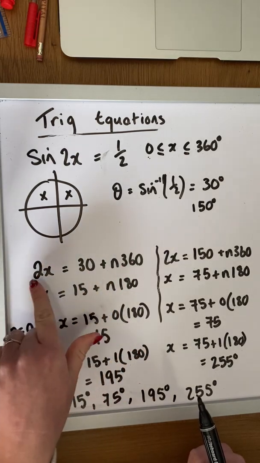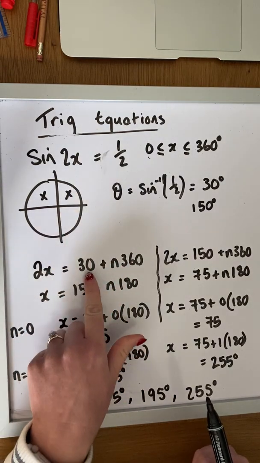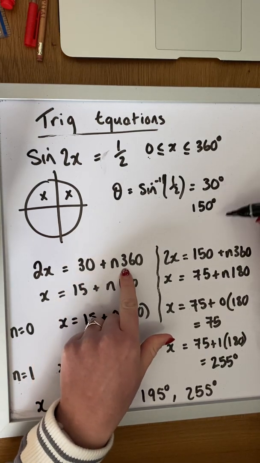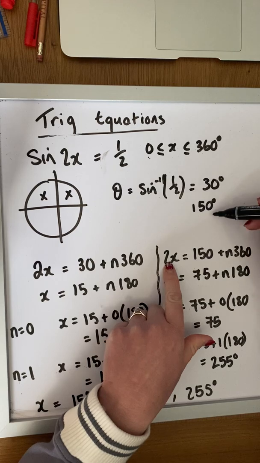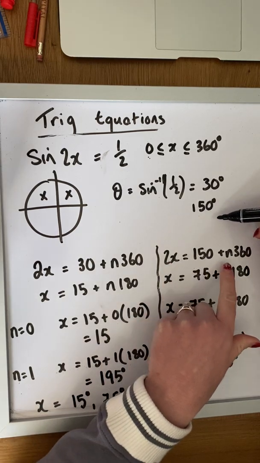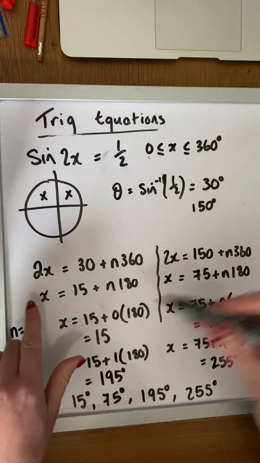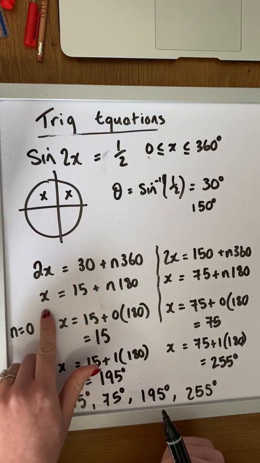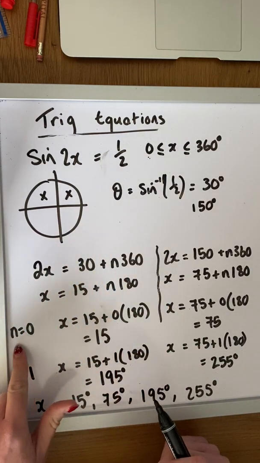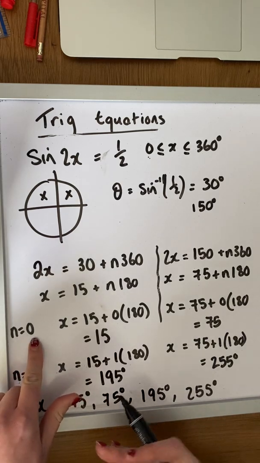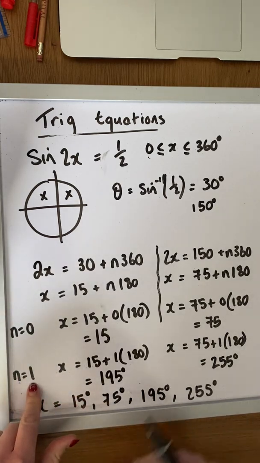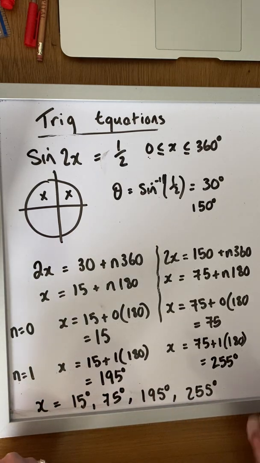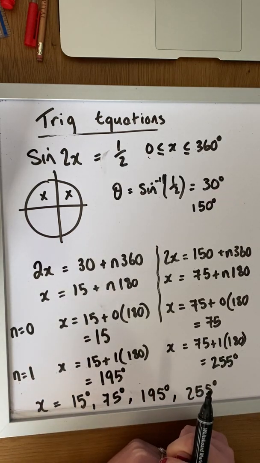Next step, step 3, we let our angle of 2x equal our reference angle of 30 degrees, plus we add a number of rotations. We do the same thing for the other angle, 150 plus n times 360. We divide across by 2 because we want to isolate the x. And then we let n equal 0 for 0 rotations, n equal 1 for 1 rotation, and we stop there because if we went to n equals 2, we've gone over 360 degrees.